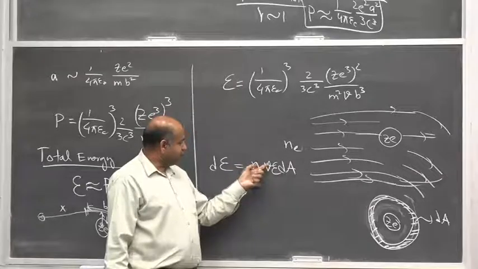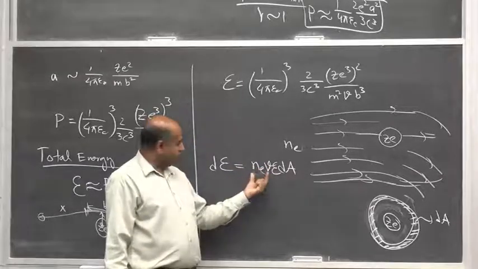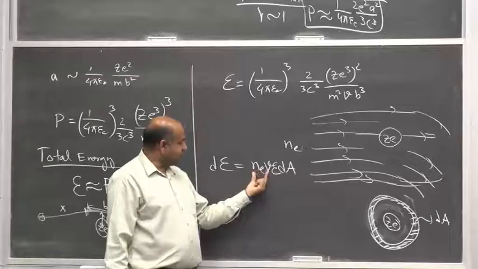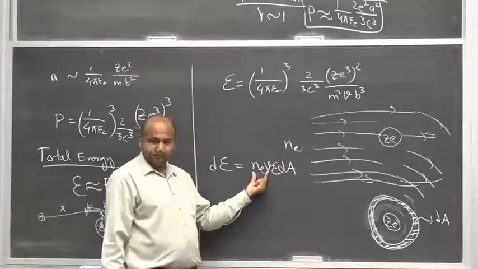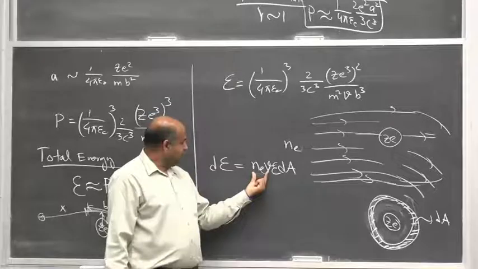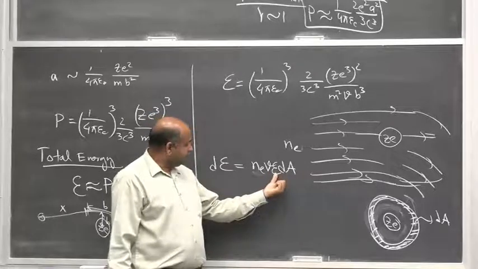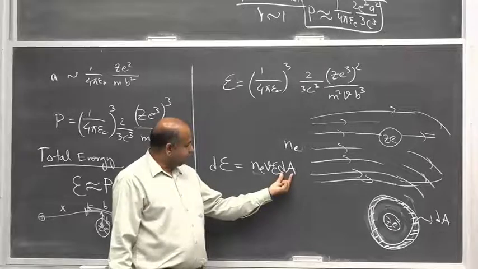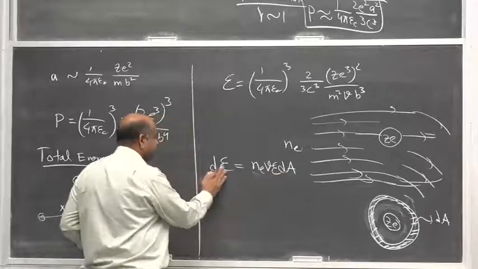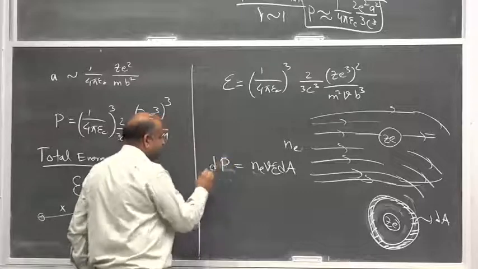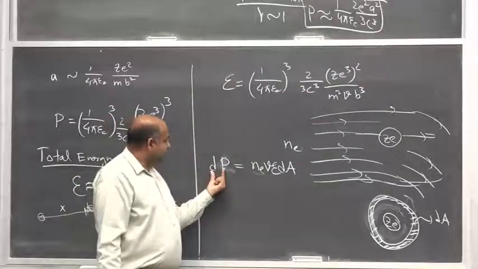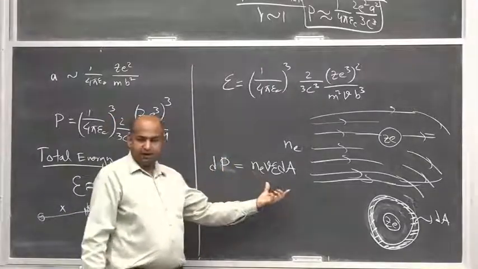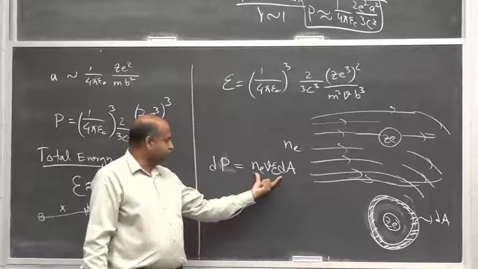This is distance over time. So the nv is number of particles per unit area per unit time, and we multiply it with the energy, and this is the differential area. So actually this should then be P. So this is the power that is being emitted by these particles, because this is the energy per unit time.